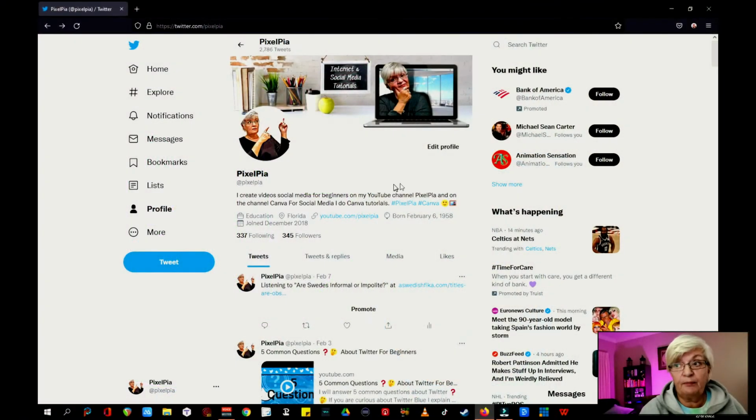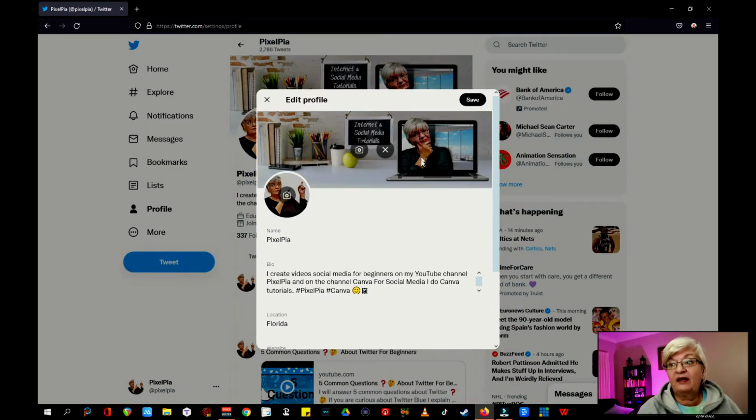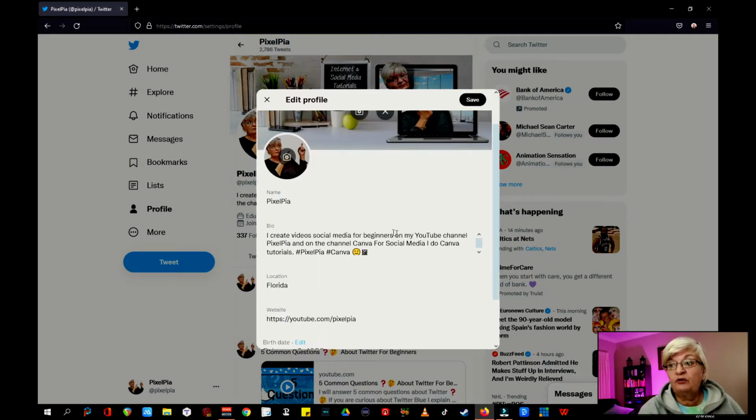The third step is to make sure that you have optimized your bio. So by clicking here on Edit Profile, here you can change both your profile picture, your header, but also your bio. A couple of things to think about. You can put a URL link in your bio, but remember you only have 160 characters to use, so be very precise with what you put in there.